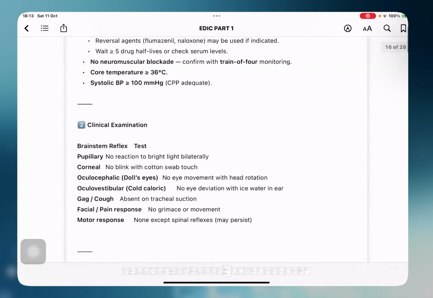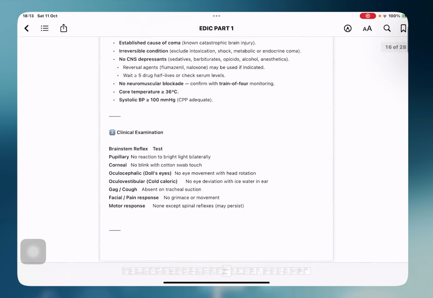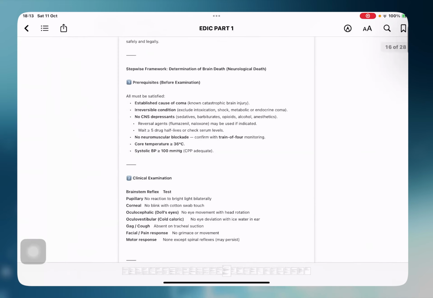Then clinical examination of brain stem reflexes. Pupillary: there is no reaction to bright light bilaterally. Corneal reflex should be absent to cotton swab. Oculocephalic reflex, that is doll's eye reflex: there should be no eye movement with head rotation. Oculovestibular, that is cold caloric test: no eye deviation with ice water. Gag or cough absent on tracheal suction. Facial or pain response: no grimacing or movement should be there. Motor response should be none, except spinal reflexes, which may persist. We are not concerned about them. So these are very important clinical examinations.